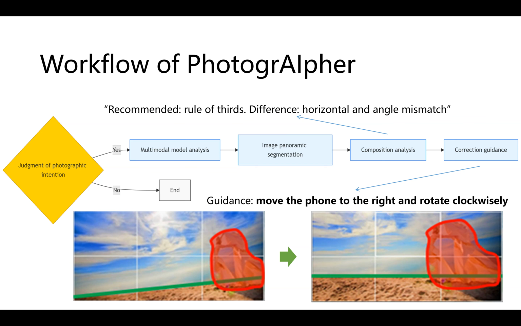So let's take this image as an example. The guidance will be, you need to move the phone to the right, right? Then you can place the main subject on the right vertical line, and then you have to rotate the phone clockwise so that the prominent line will be horizontal. So this is the whole workflow of our photographer.